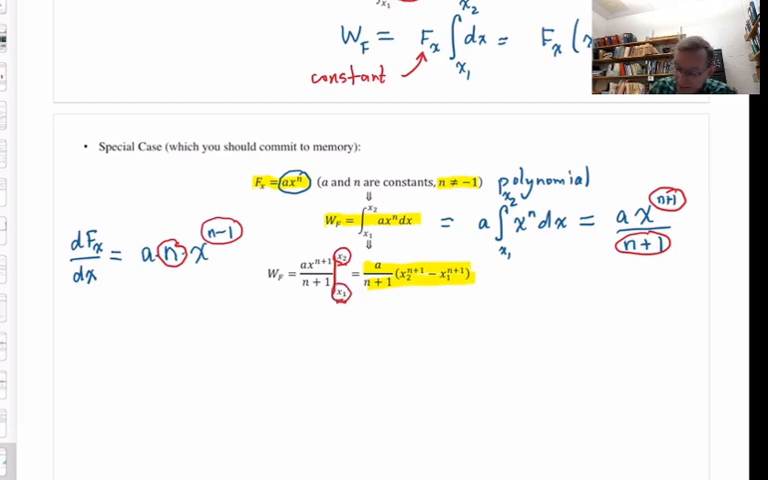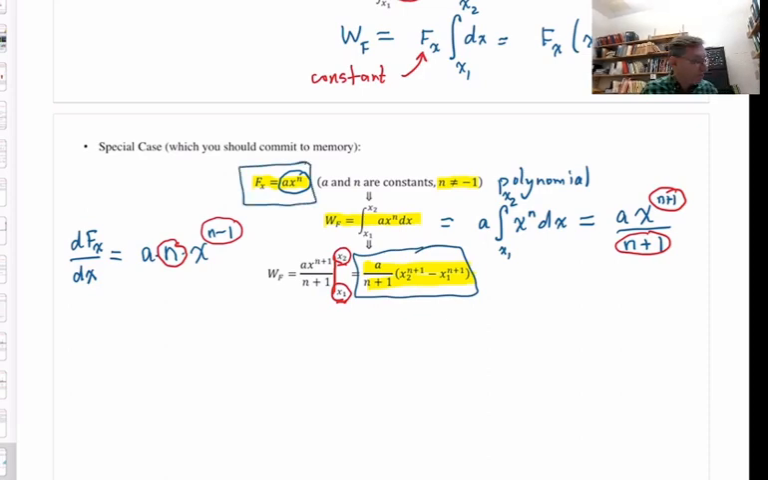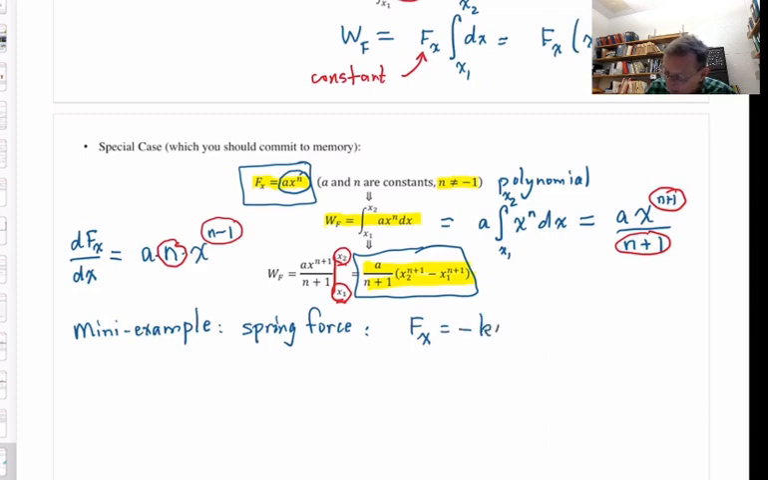So we do need to know and just be able to use this result for the work done by a force that's a polynomial function of x. I want to do a little mini example where we apply this new rule for a very famous polynomial function of x, the most important one, in fact, the spring force equation. In that case, remember, f sub x, Hooke's law, is negative kx. This is known as Hooke's law.